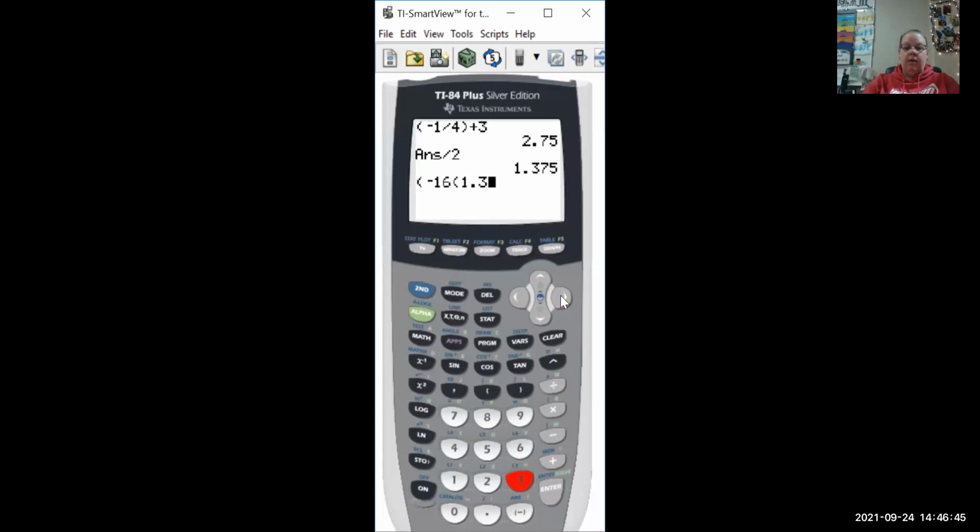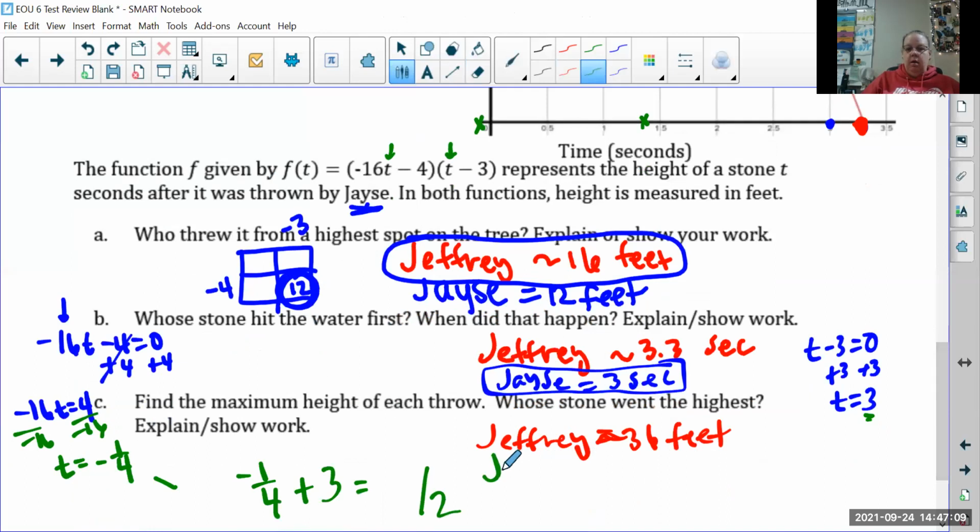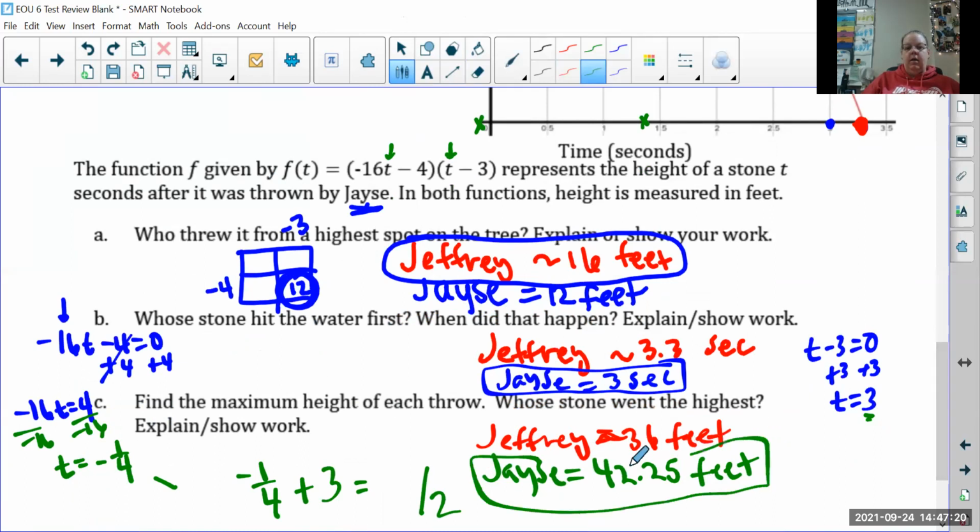And then 1.375, because that was my t value, minus 4. And then the other part of the equation was t minus 3. So 1.375 minus 3. When I did that, I get 42.25. So that was Jace's height, 42.25. So Jace's height was 42.25 feet. So Jace won on the height competition. He had the highest height. So that's that problem.